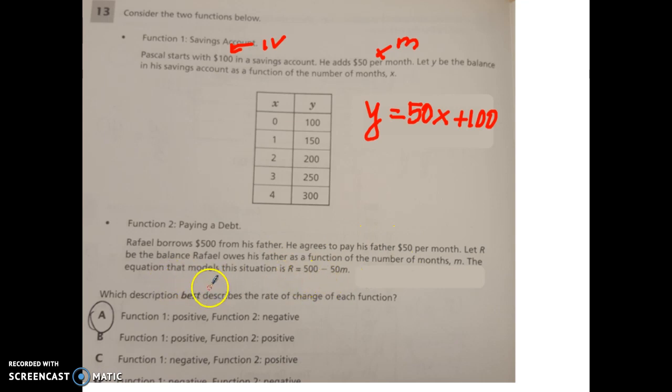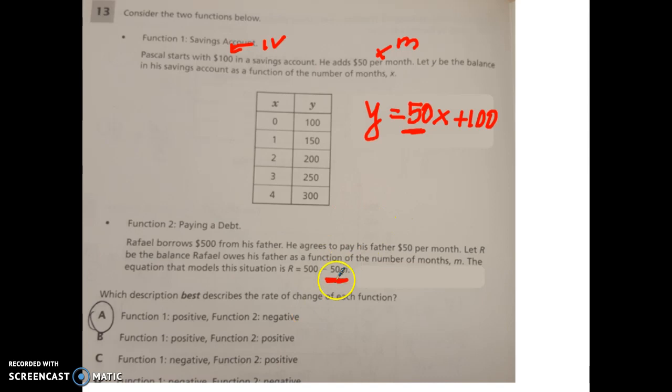So which best describes the rate of change of each function? Y'all, he's paying his father back. That means he has to take money out to pay back. So function one is positive. Look, function two is negative. Y'all don't miss that. It's not hard. It's right there for you. Don't miss this problem. The problem's going to look a little different, but you have to break down the equation and just read the examples.